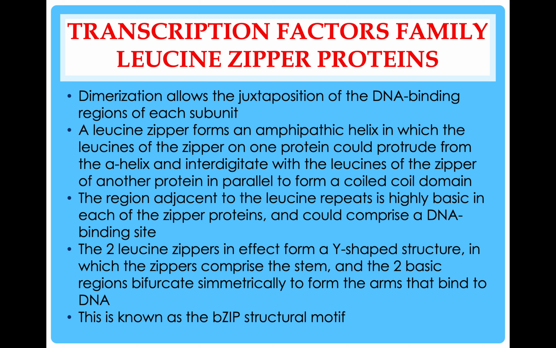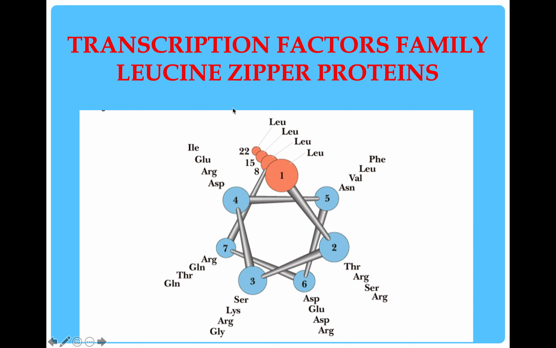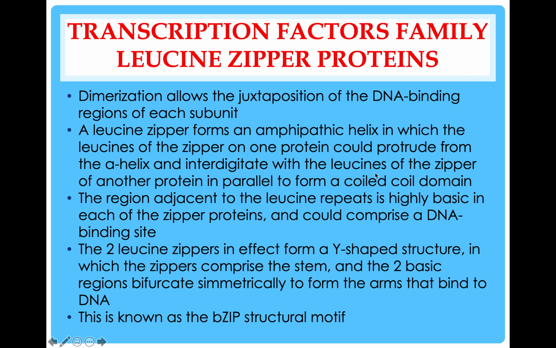Alright, so for the leucine zipper proteins, dimerization usually allows the juxtaposition of the DNA binding region, two of each of the subunit, and the leucine zipper will form an amphipathic helix in which the leucine of the zipper on one protein could of course protrude from the alpha helix, okay. So if you were to see this, okay, the protrusion is as such, okay, and of course interdigitate with the leucines of the zipper of another protein in parallel to form a coiled coil domain. So the region adjacent to the leucine repeats is of course highly basic in each of the zipper proteins and could comprise a DNA binding site, okay, and this actually helps or increases, okay, the binding for transcription.